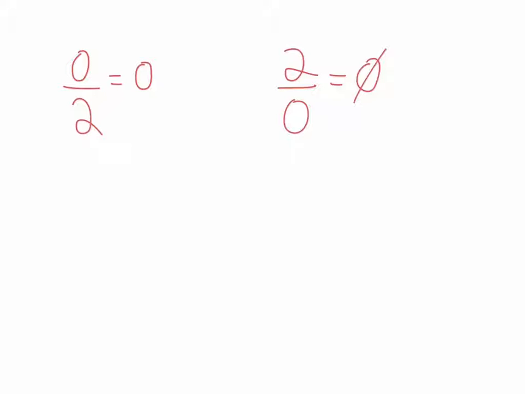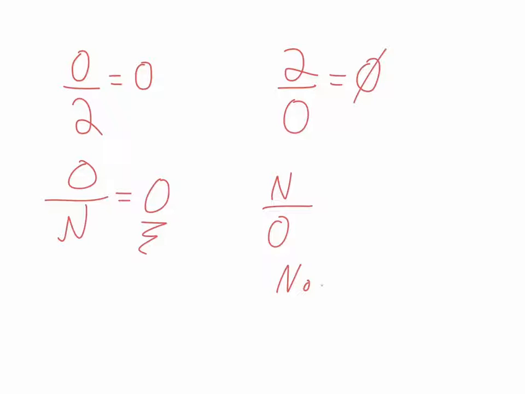Okay, wait, it gets better. This is the Pinterest part. You ready? So the moral of the story: if you have 0 over a number, where n is any number you want, it spells the word "on." It is on, game on, you get an answer, and your answer is 0. However, if you have a number over 0, that spells "no." And that is not possible.